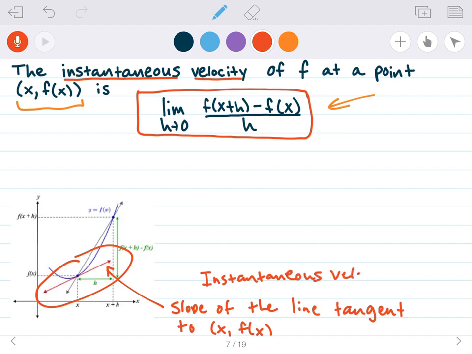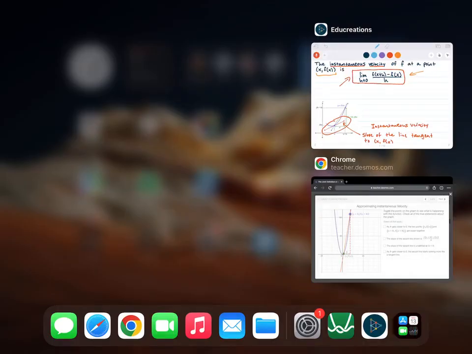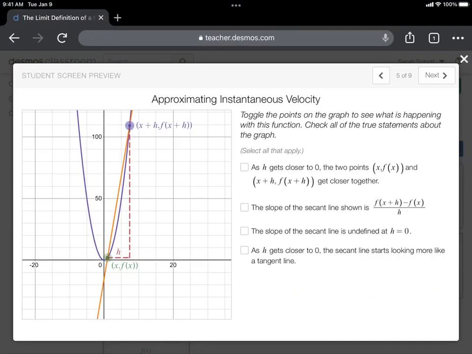This is the instantaneous velocity. All right, so now I want you to look at this, and now we're going to do a visual demonstration on Desmos. Okay. All right, so I have pictured 2 points.